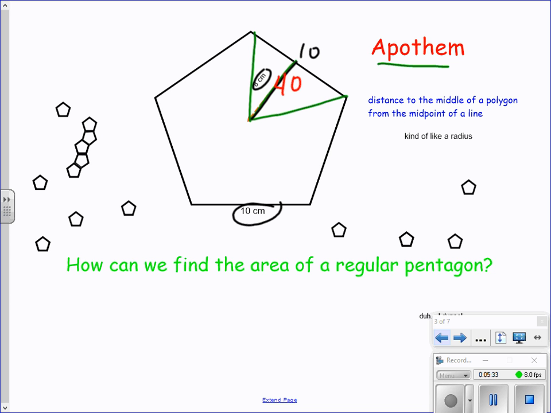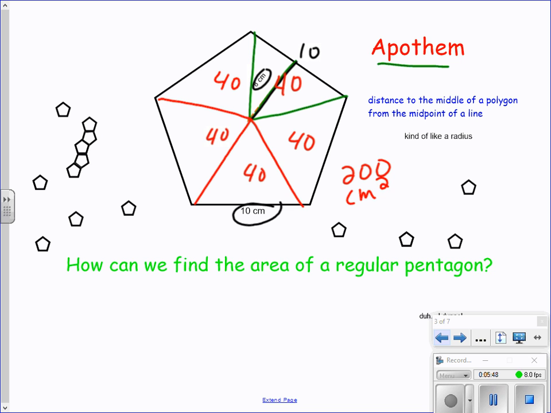This triangle is 40. This triangle is 40. This triangle is 40. And this triangle is 40. That's 5 triangles of 40. 5 times 40, this would have 200 centimeters squared as our area. Remember that from last unit. Some of you might have forgotten.